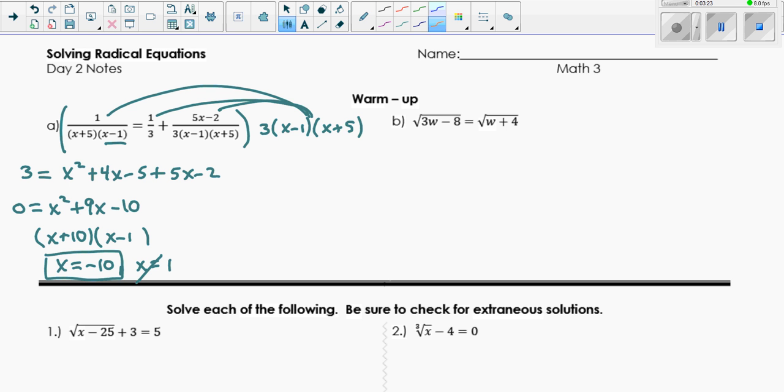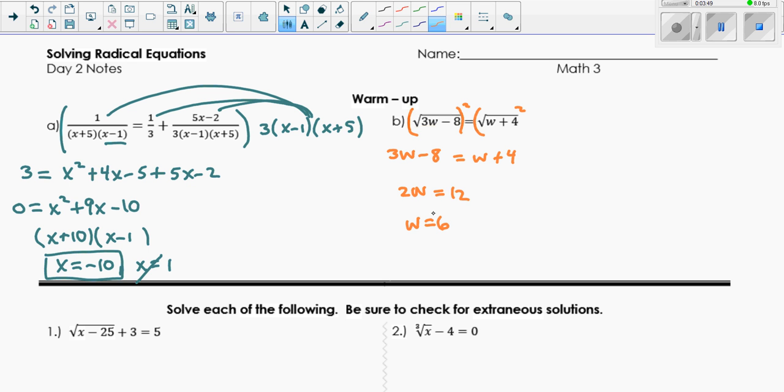Okay? And B, we have both radicals on each side, which is good. That's what we want. So by squaring both sides, we actually get rid of the radicals, and it just leaves me with 3w minus 8 equals w plus 4, and I get a pretty simple linear equation. I subtract w to the left, I get 2w equals 12, so w equals 6.